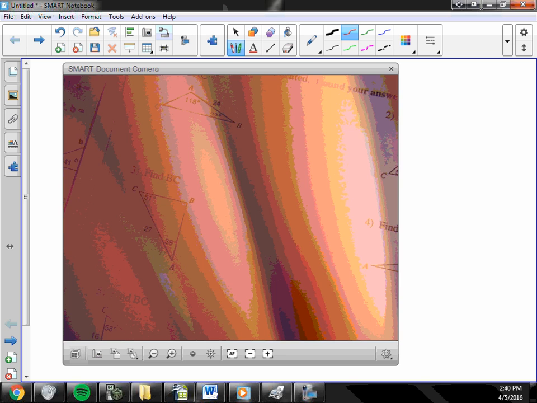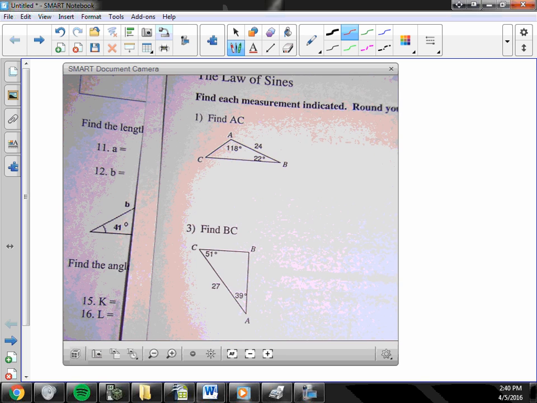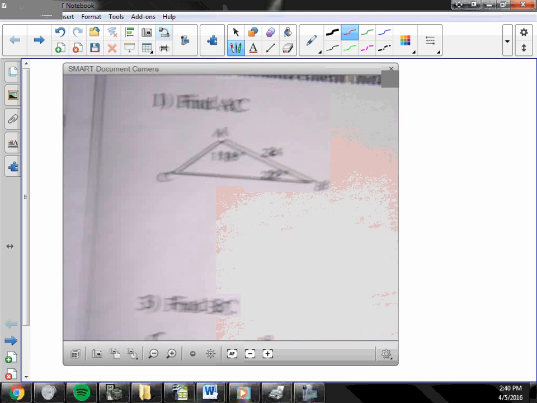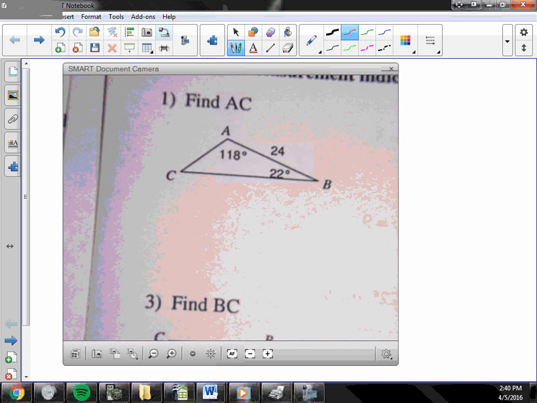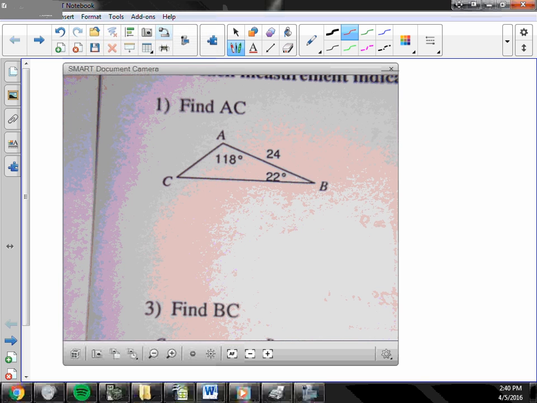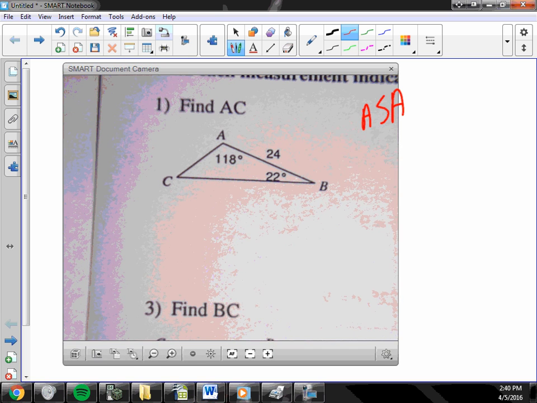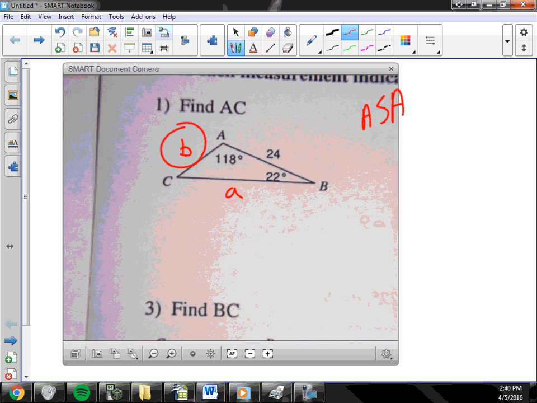Let's solve number 1. Number 1 says, find AC given this information. So first off, before you do anything, what arrangement do I have here? Angle, side, angle. Is that one of them that works? Yes. So I'm going to label this as little a and this as little b, and we want to find b.